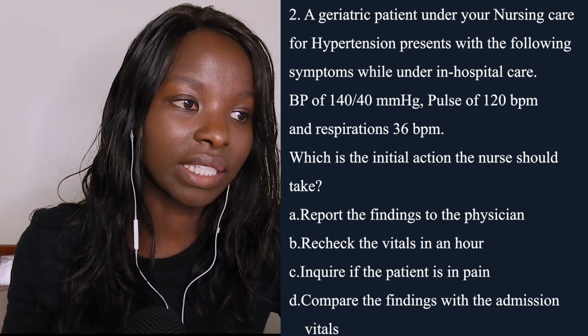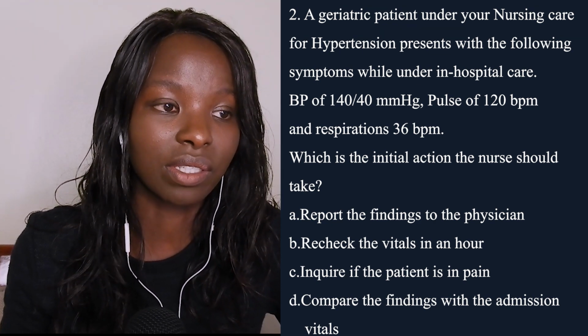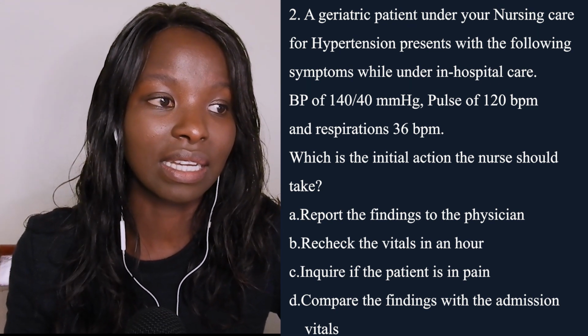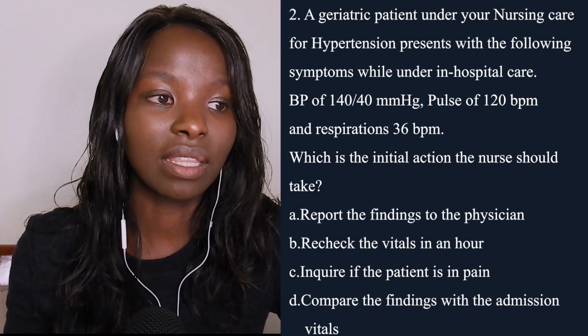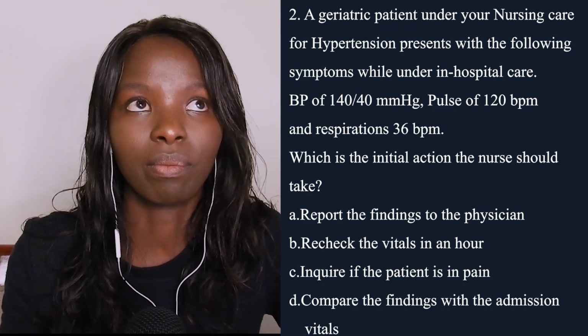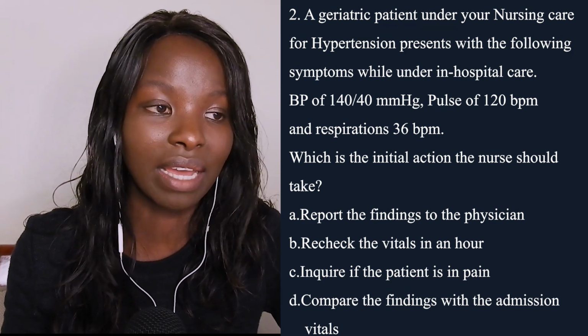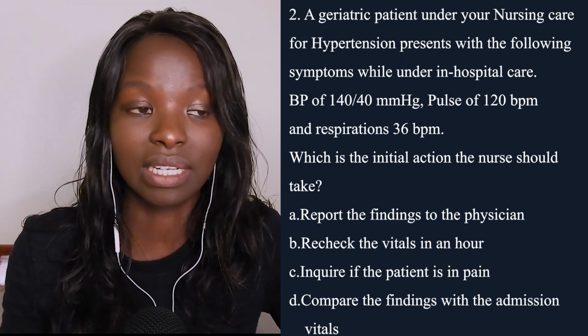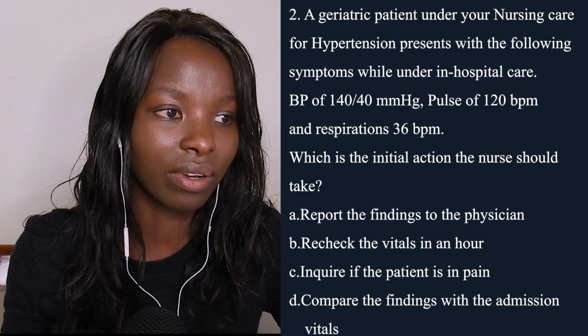The option B, rechecking the vitals in an hour, is out of the question because of the wide pulse pressure and the tachycardia. So it could mean so many things. Tachycardia could come in from blood loss. The patient could be having an internal bleed. Respirations that are high, the pulse rate as well, could indicate anxiety and so on.